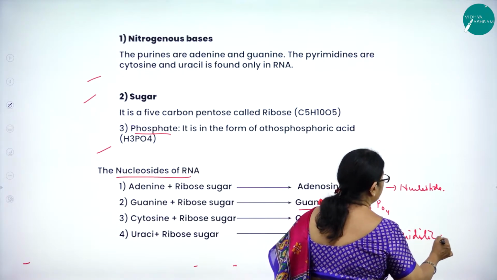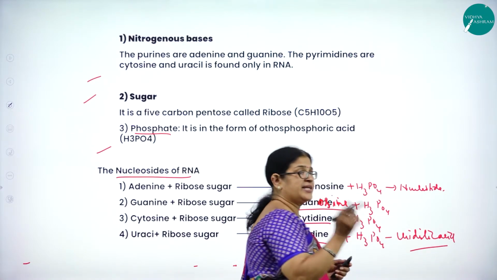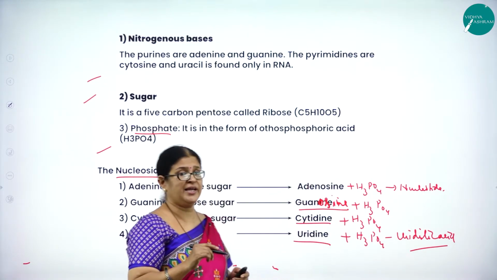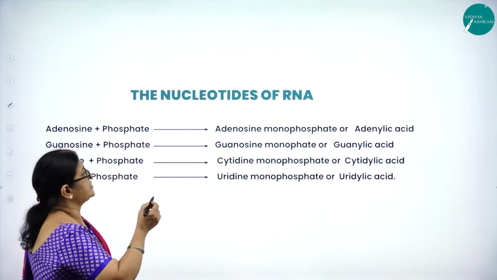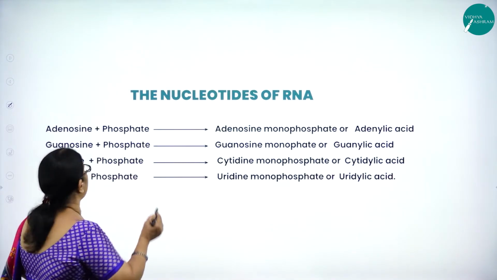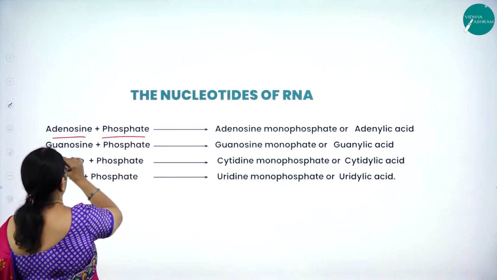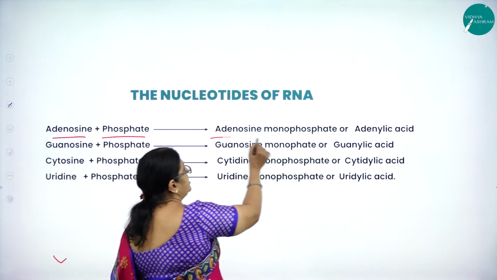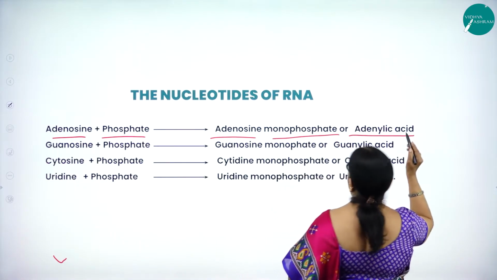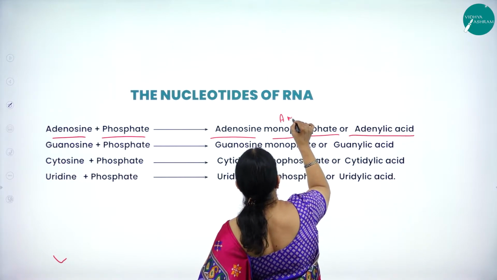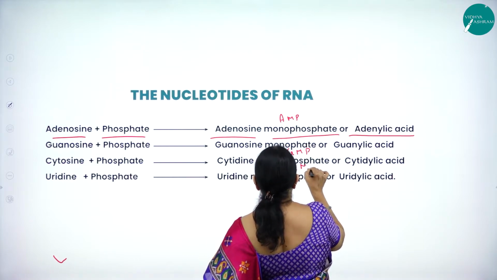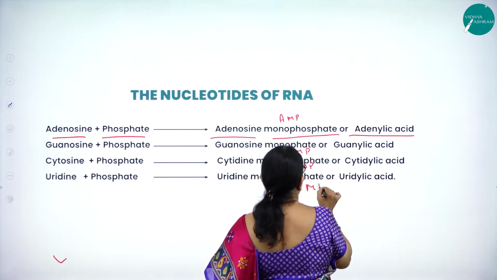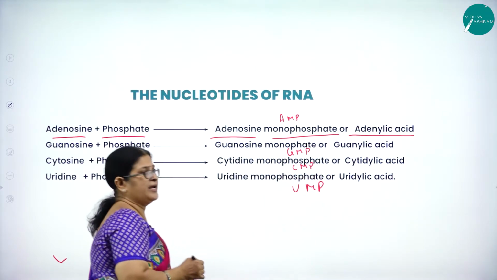Here it will be uridylic acid, whereas in case of DNA, it will be thymidinic acid. So this is about RNA. As I said, the nucleotides of RNA: adenosine plus phosphate forms what? Adenosine monophosphate or adenylic acid. You can also call it AMP, then GMP, CMP, UMP or uridylic acid.